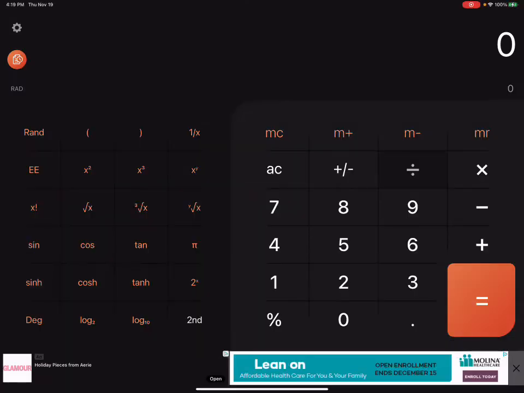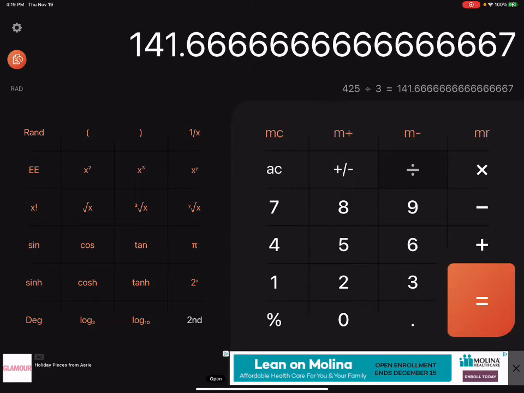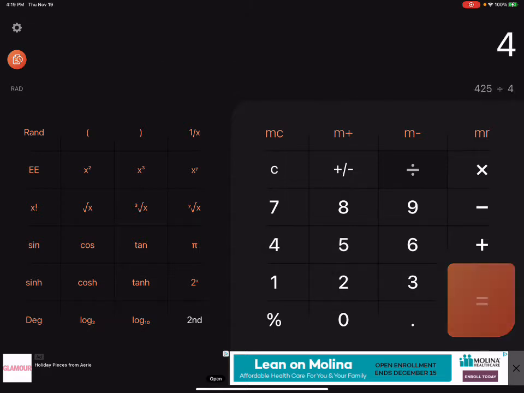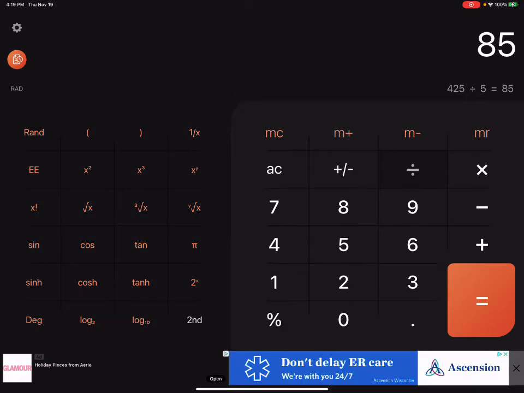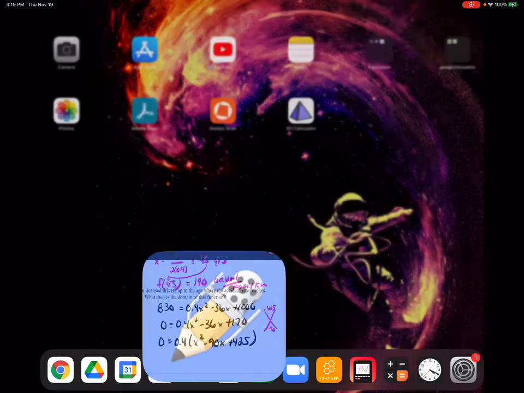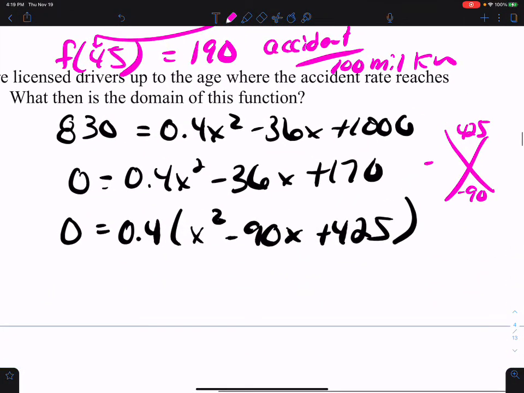The way that we check to see if a number is a factor is divide, right? So 425 is divisible by 1. So 1 and 425 do multiply to 425, but they're never going to add to 90. So I'd keep checking one number at a time. 2 wasn't a factor. 3 wasn't a factor. 4 is not a factor. But 5 is. I know that 5 times 85 is 425, and 5 and 85 can definitely make a negative 90. So I know I found my numbers of negative 5 and negative 85.